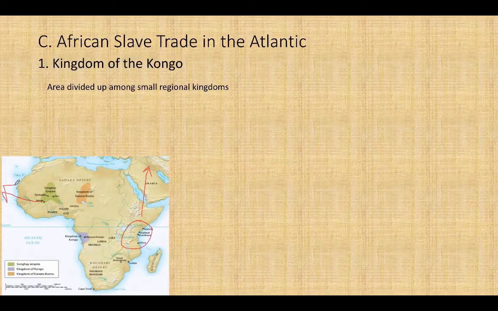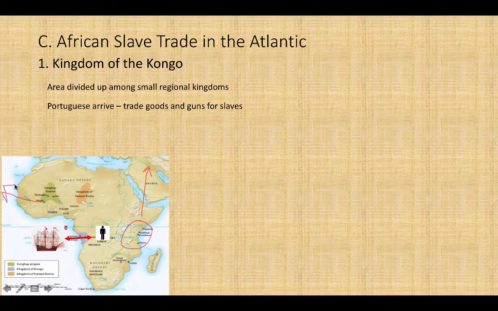So let's talk about the Kingdom of Congo. The Kingdom of Congo is purple on this map. It's located right on the equator, and it's heavily populated, and there's a bunch of small little tribes that are constantly fighting and competing with each other. But then as the Portuguese arrive, they need African slaves to work their sugar plantations in Brazil and also the Azores and the Canary Islands.